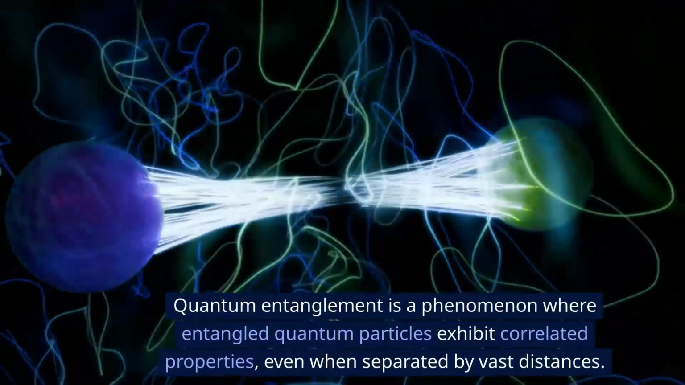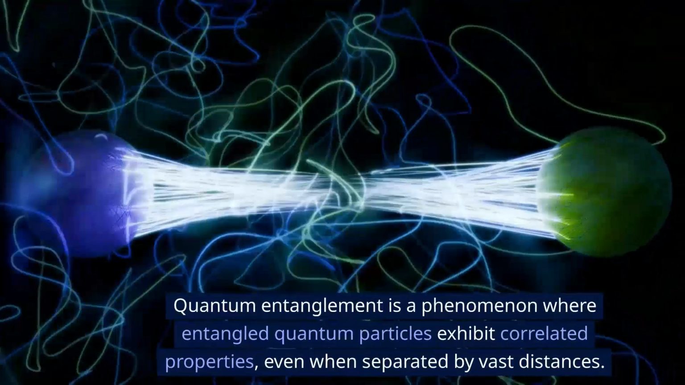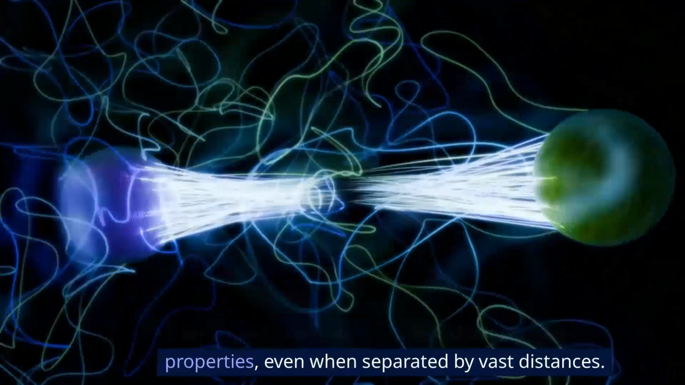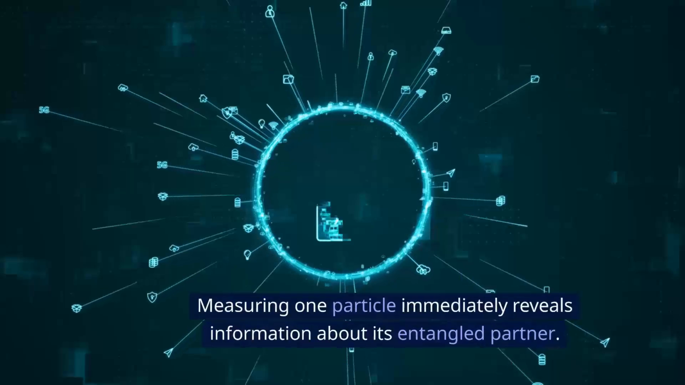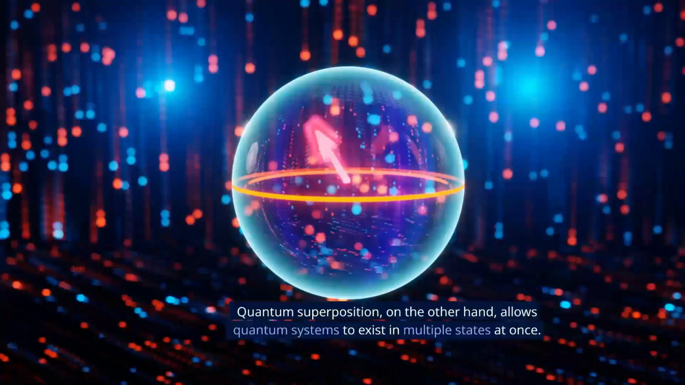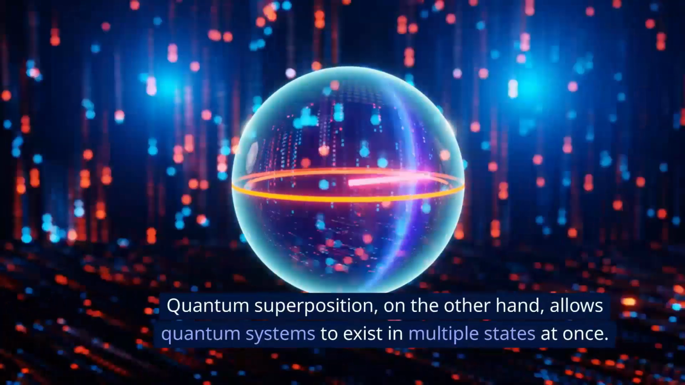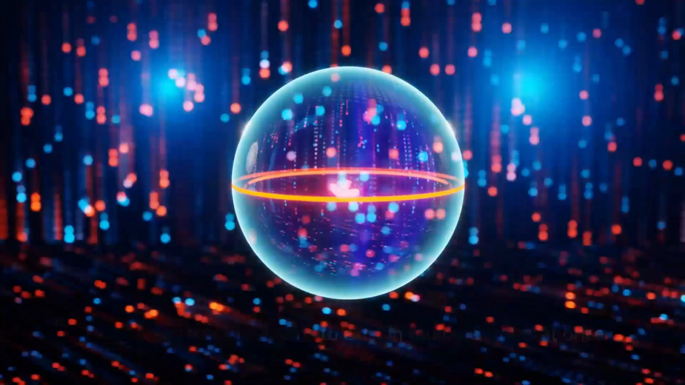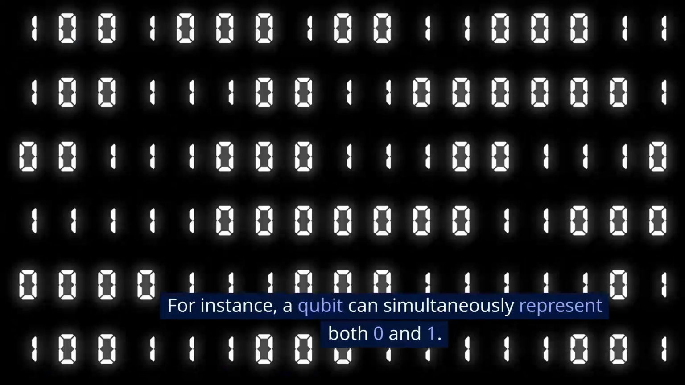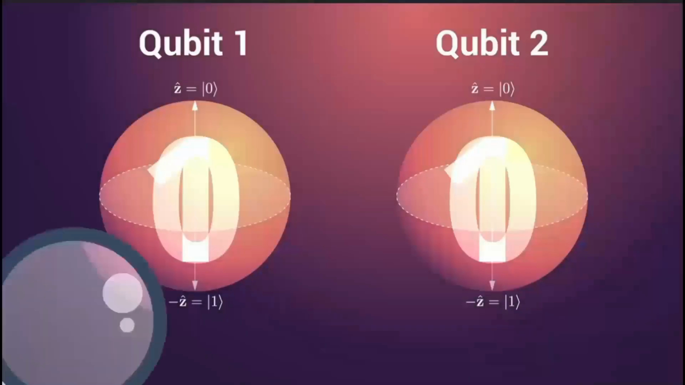Quantum entanglement is a phenomenon where entangled quantum particles exhibit correlated properties, even when separated by vast distances. Measuring one particle immediately reveals information about its entangled partner. Quantum superposition, on the other hand, allows quantum systems to exist in multiple states at once. For instance, a qubit can simultaneously represent both 0 and 1.